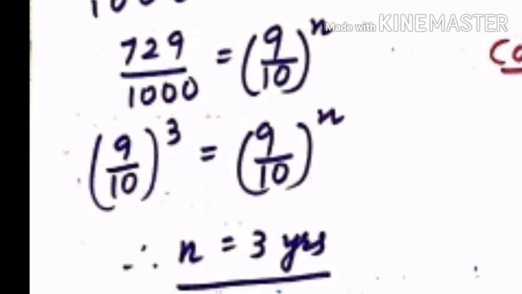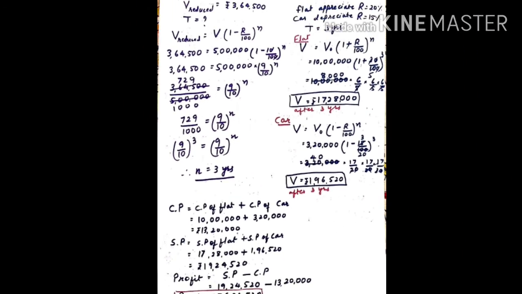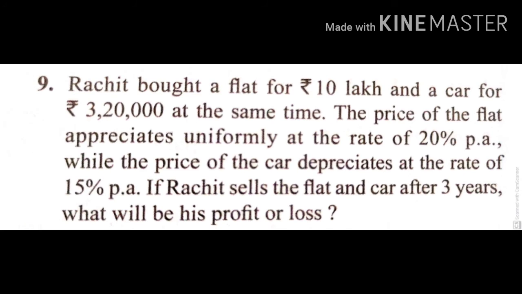Now for the next question I have taken question number 9. Rachit bought a flat for rupees 10 lakh and a car for rupees 3 lakh 20,000 at the same time. The price of the flat appreciates uniformly at the rate of 20% per annum, while the price of the car depreciates at the rate of 15% per annum. If Rachit sells the flat and car after 3 years, what will be his profit or loss?